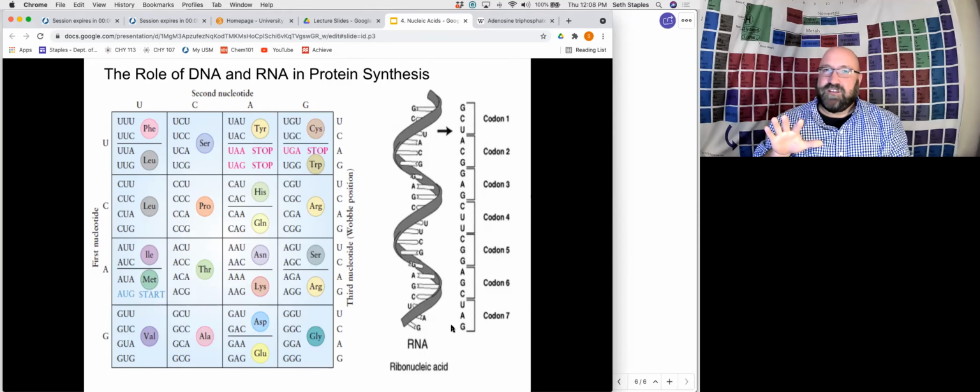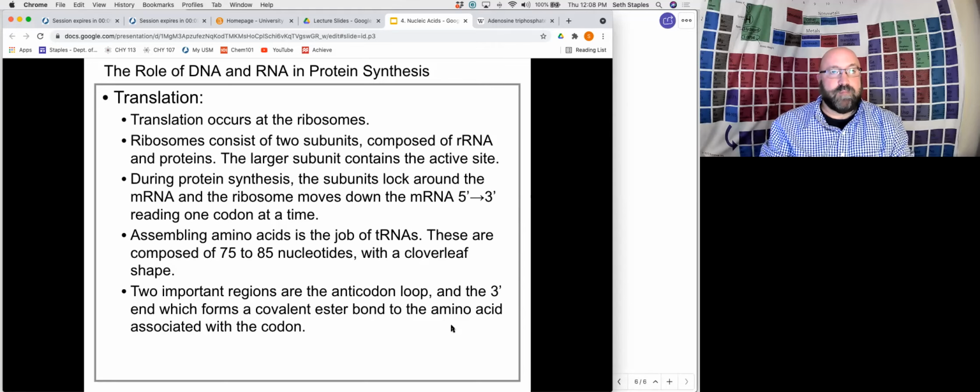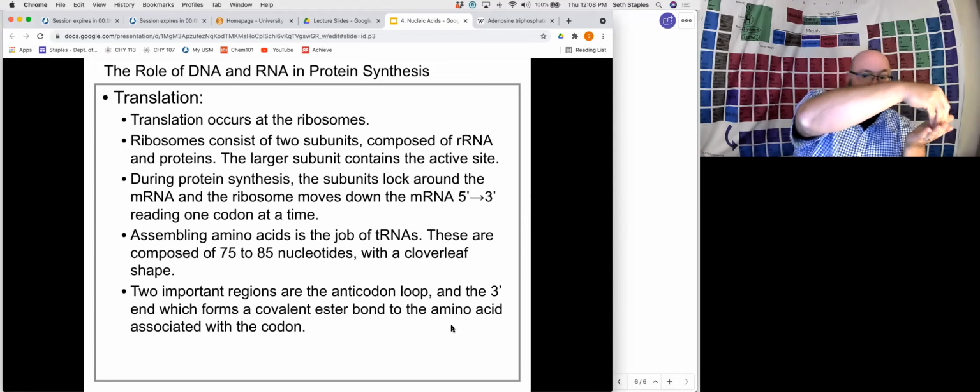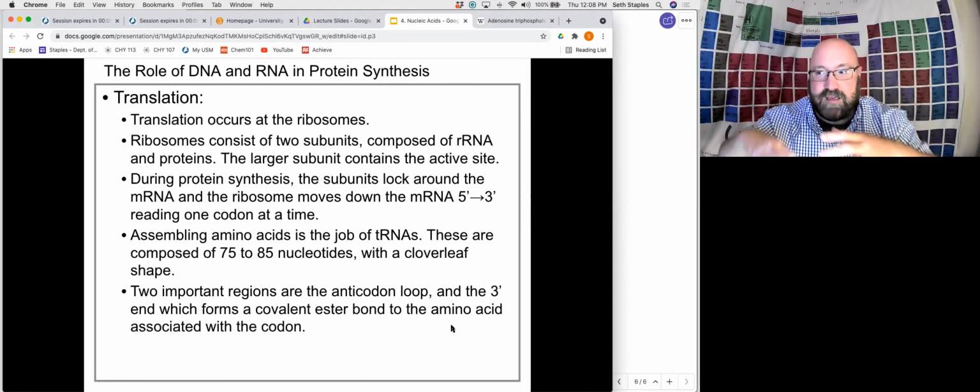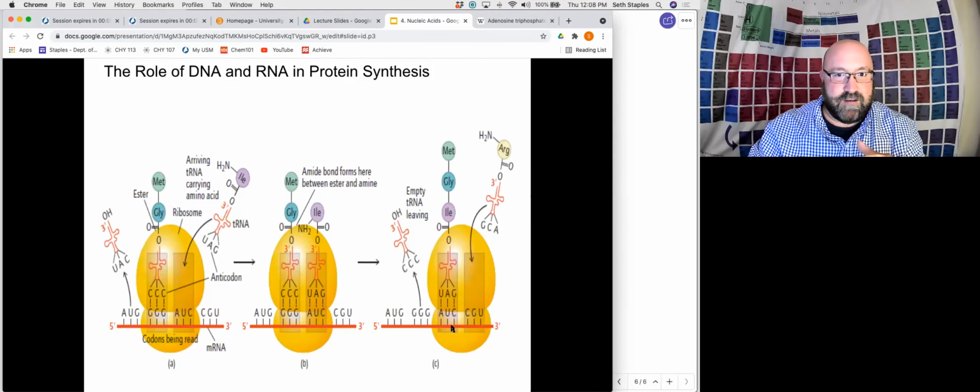And then translation. We've talked about a lot of this already, but translation occurs at the ribosomes. Ribosomes consist of two different subunits. There's RNA and there's proteins in there. The larger subunit contains the active site where the action goes on. During protein synthesis, the subunits will lock around the messenger RNA, and the ribosome moves through there, reading one codon at a time. I don't know if I have a diagram of that. Yeah, I do here.